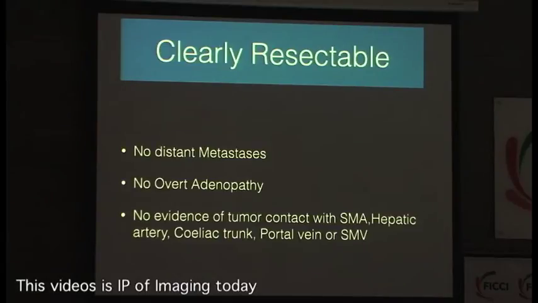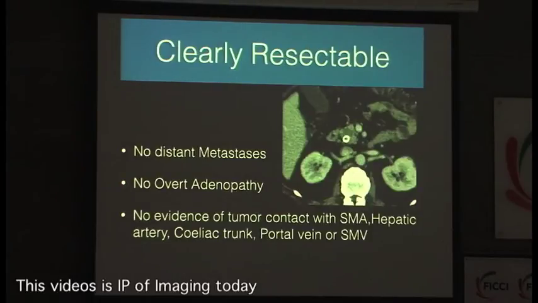So at any rate, the clearly resectable tumors have no distant metastasis. That's a no-brainer. There is no overt adenopathy. That's fine. There is no evidence of tumor contact with the SMA, hepatic artery, celiac trunk, portal vein, or SMV. That's a resectable tumor, which basically means it is a tumor inside the pancreas, not touching anything. You can't see a lymph node, you can't see a metastasis, you can't see any omental deposit, you can't see anything except a small tumor sitting inside the head of the pancreas. That is a clearly resectable tumor. So there is no fight in that.